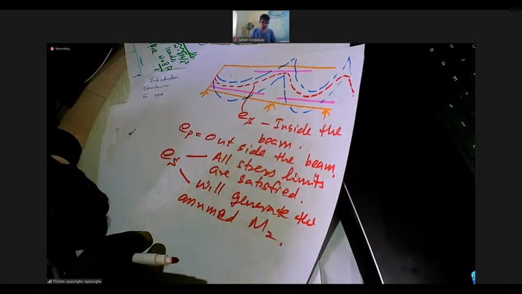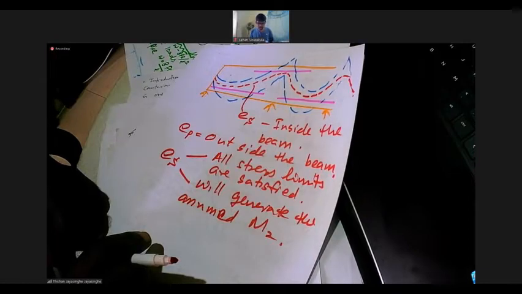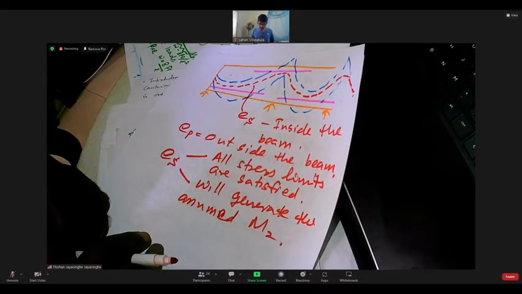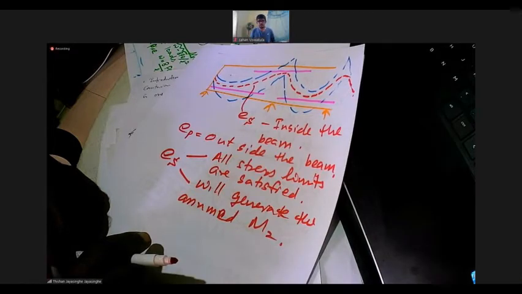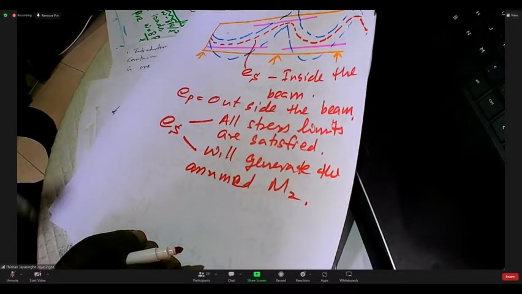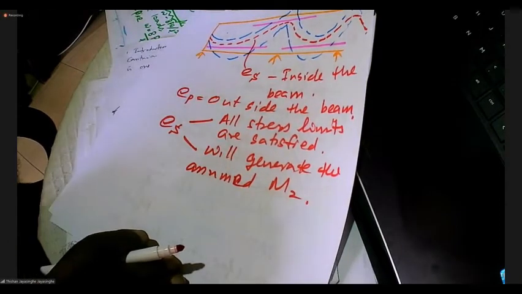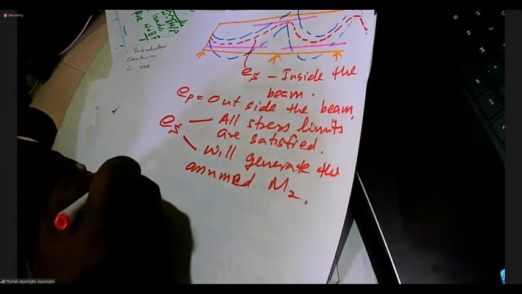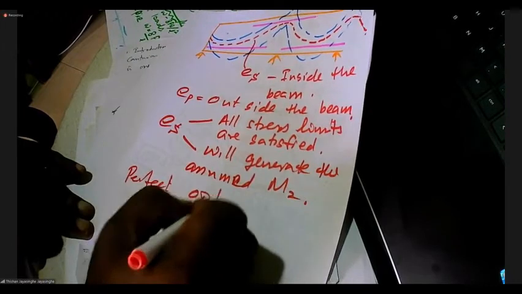If there are stress violations, a pre-stressed concrete beam can either crack or crush. It can fail in crushing or it can fail in cracking. Normally a concrete beam will fail in cracking, whereas a pre-stressed concrete beam can fail in crushing or cracking, either way. So we have to ensure that all the stress conditions are satisfied, and the assumed M2 is generated. So the moment that happens, you have a perfect, optimized design.